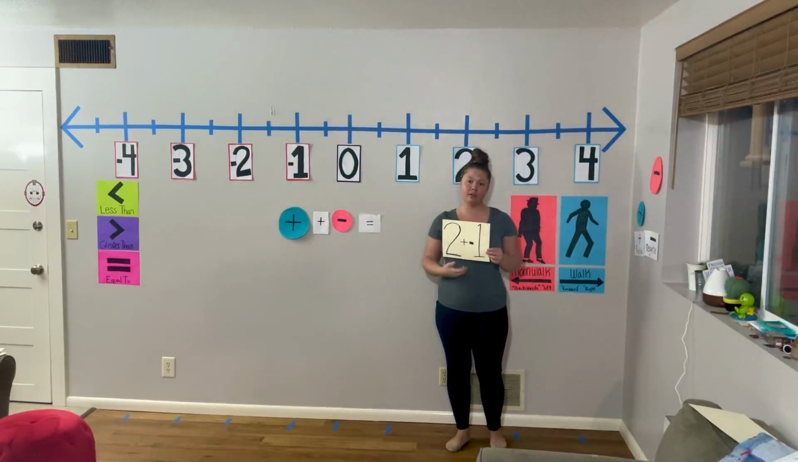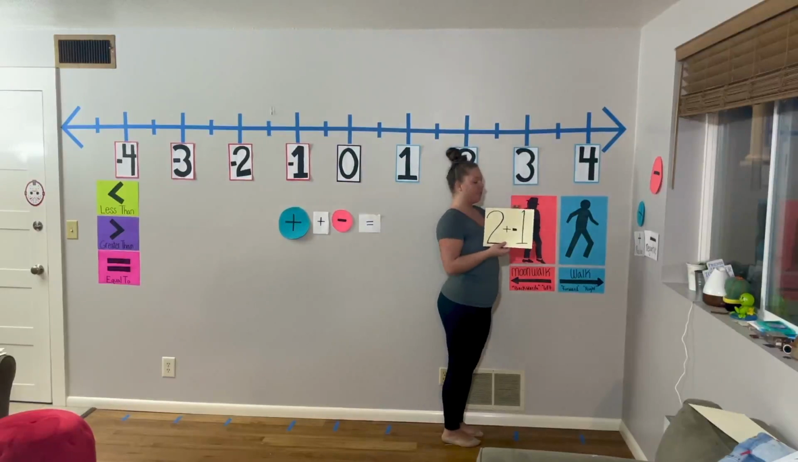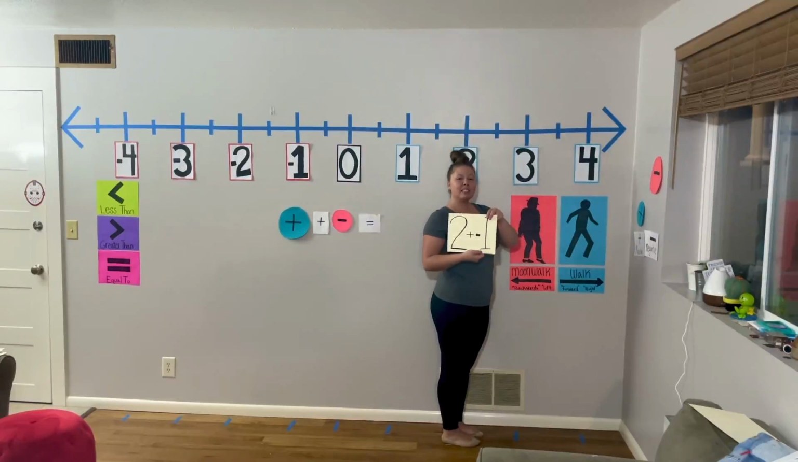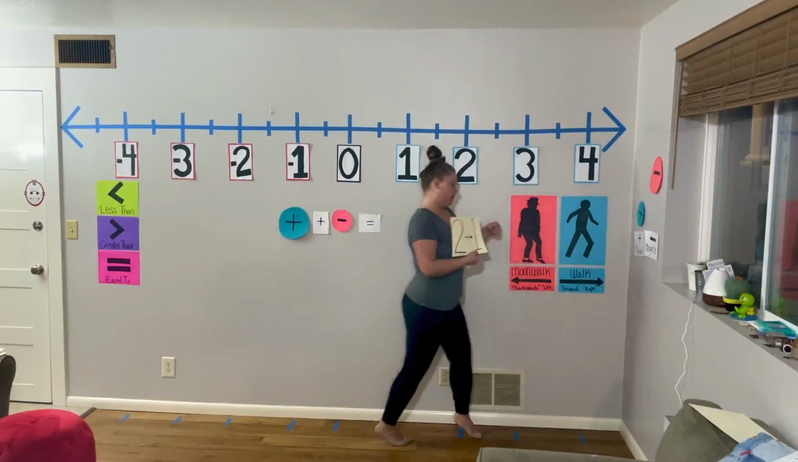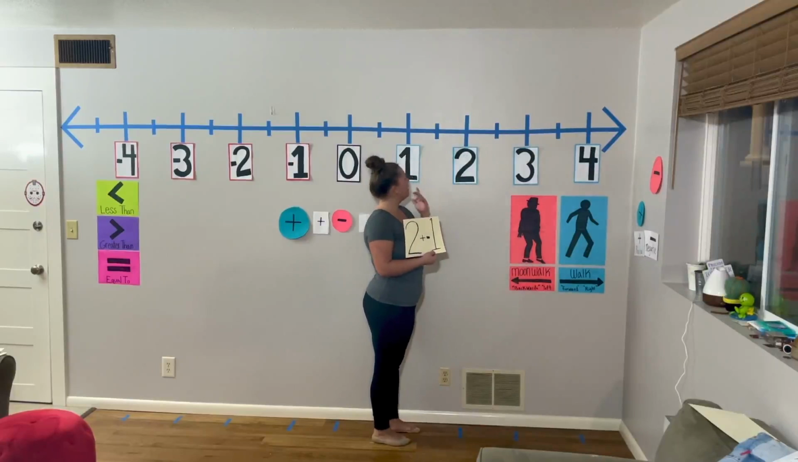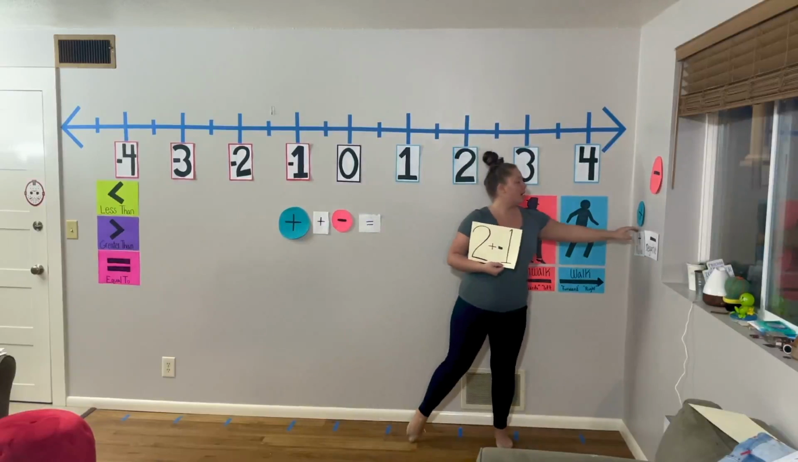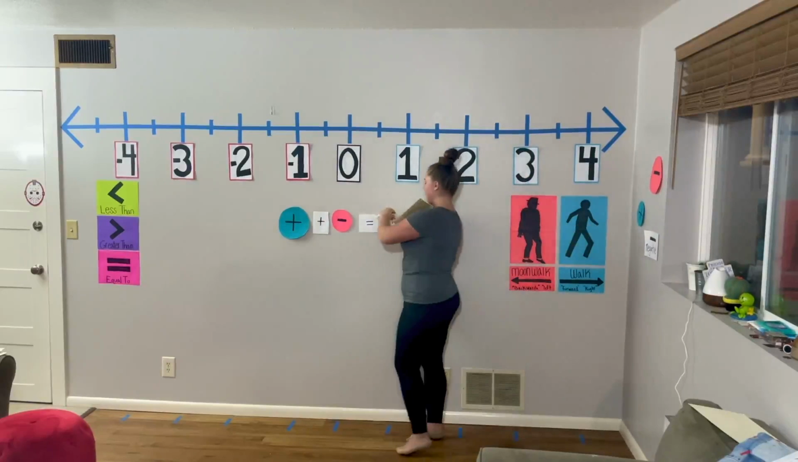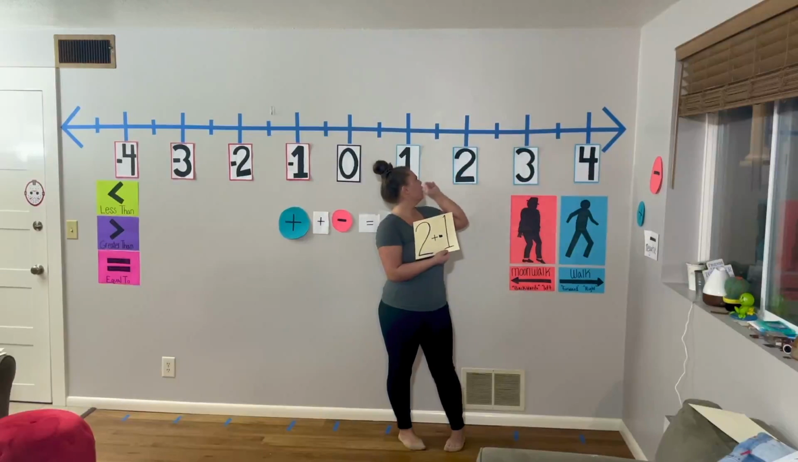Well, we're going to try it out. So we're going to start at 2. So here I am at 2. And then plus negative 1. So that means I'm going to moonwalk back 1. All right. So here we go. And I ended here at 1. So 2 plus negative 1 equals 1, which is still a positive number. So 2 plus negative 1 equals 1.